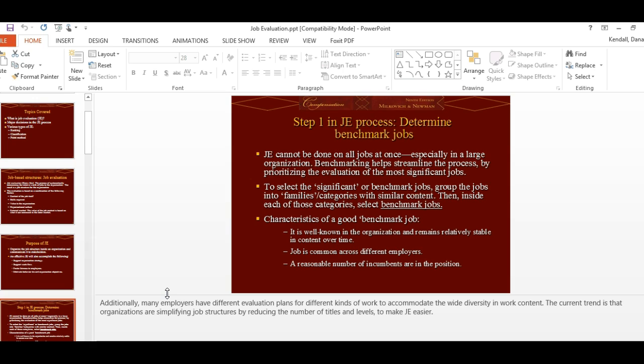The job is common across various employers, sorry. That means that if you're an engineer in this organization, you're doing fairly similar work to an engineer in a different org. Maybe an org with similar goals and strategies, but it's still a different org than the one that we are focally interested in. And finally, a reasonable number of incumbents are in the position. So it's not one that has just 2 or 3 people in it, but there's a critical mass of individuals.